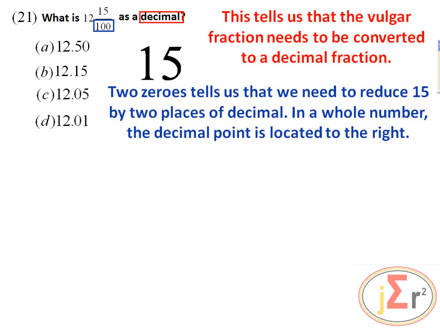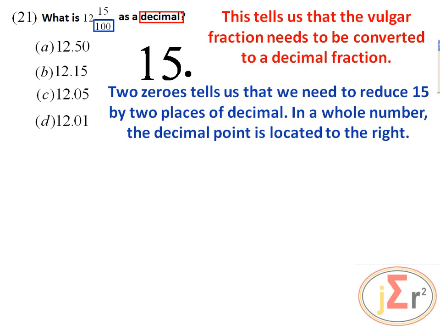In a whole number, a decimal point is located to the right. So the 2 zeros there tells us that we need to reduce 15 by how many places of decimal, Jerry? 2 places of decimal. And if we had 1,000, how many zeros are in 1,000, Jerry? 3. If we are dividing by 1,000, how many places of decimal do we need to reduce by? 3. Okay, it's as easy as that. And if we are dividing by 10, how many zeros do we have? 1. How many places of decimal do we reduce by? 1. It is as easy as that.